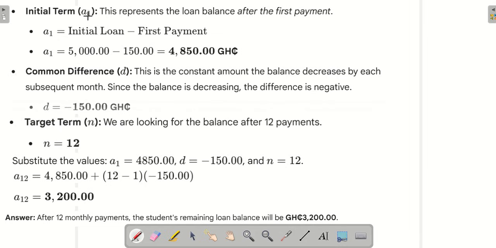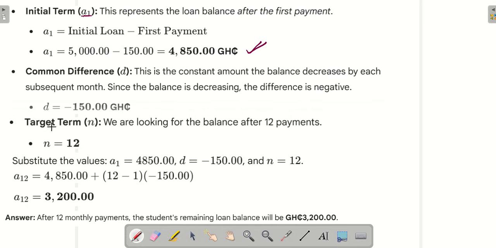For our initial term, we are defining A1 to represent the loan balance after the first payment. So we subtract the first payment, which is 150, from 5,000 to get this. Then we call this our A1. Since we are looking for after 12 months, we will use n to be 12. Our common difference is the 150 Ghana cedis. But remember, we are reducing, so the common difference is supposed to be negative 150.